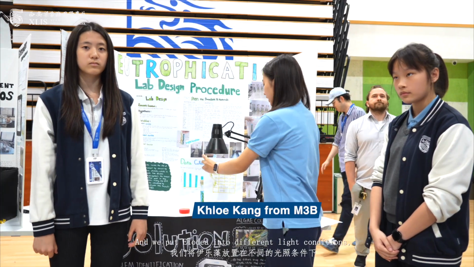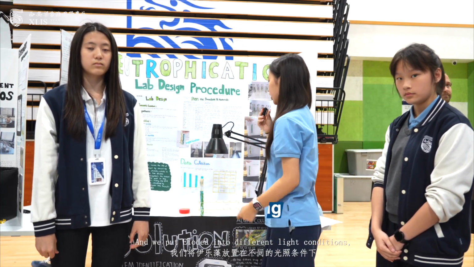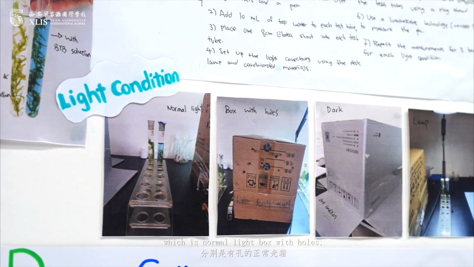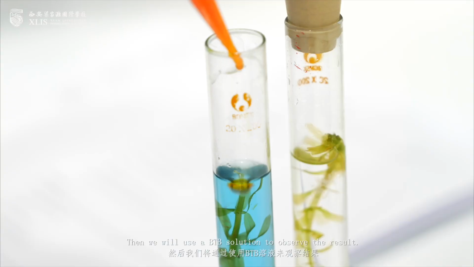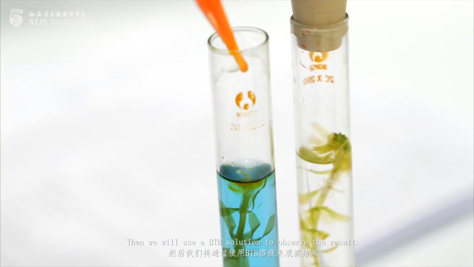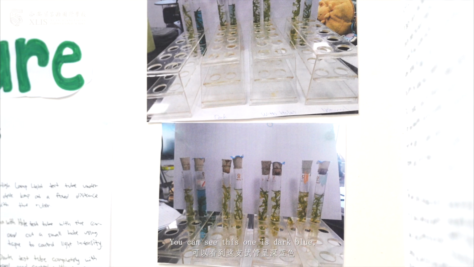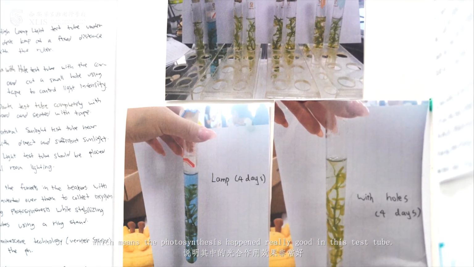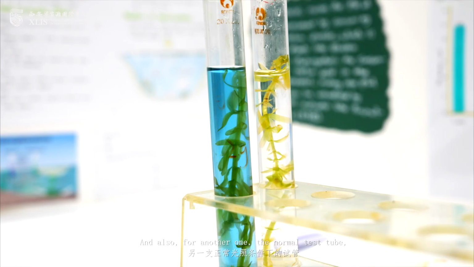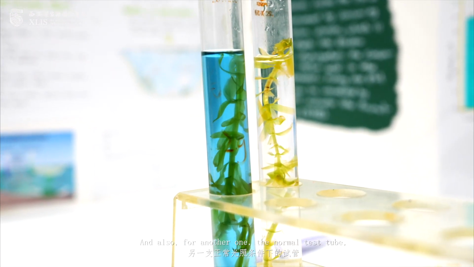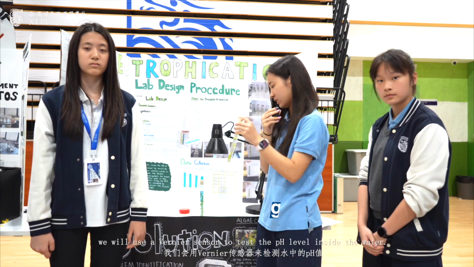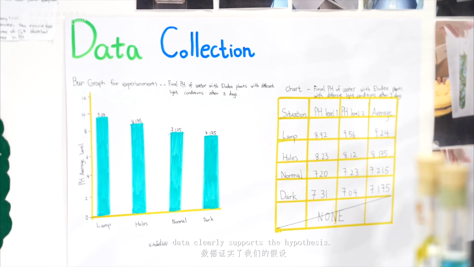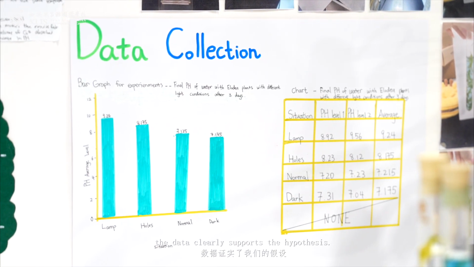We put Elodea into different light conditions, which are normal light, box with holes, dark, and lamp conditions. Then we use BTB solution to observe the results. You can see this one is dark blue, which means the photosynthesis happened really well in this test tube. And for the normal test tube, we use a Vernier sensor to test the pH level inside the water. By looking at our results, the data clearly supports the hypothesis.